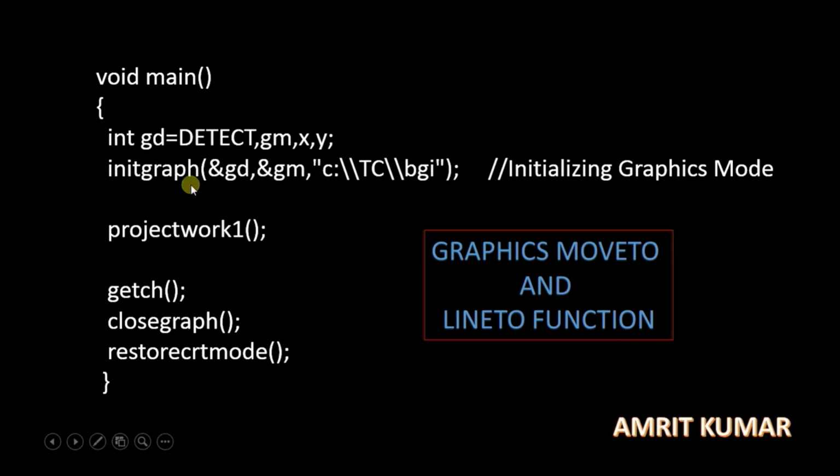And then finally I am initializing the graphics with the help of the initgraph function. So I am initializing the graphics mode here, and in that I am passing the address of gd and the address of gm, which are local variables, and here the path of the C language graphics drivers.